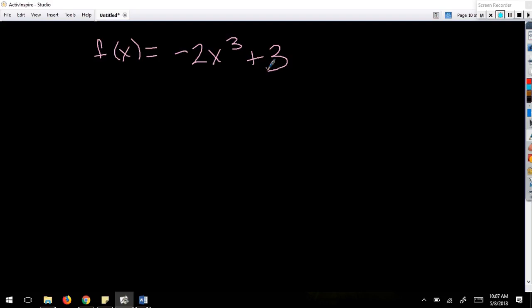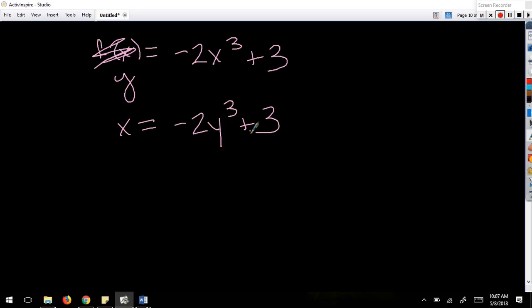What do I do? Change that to y. Always what I want to do first. Now what? Switch them. So now it's x equals negative 2y to the third plus 3.